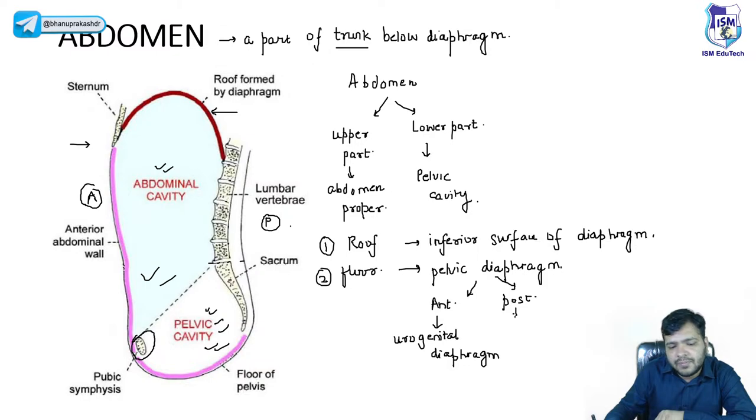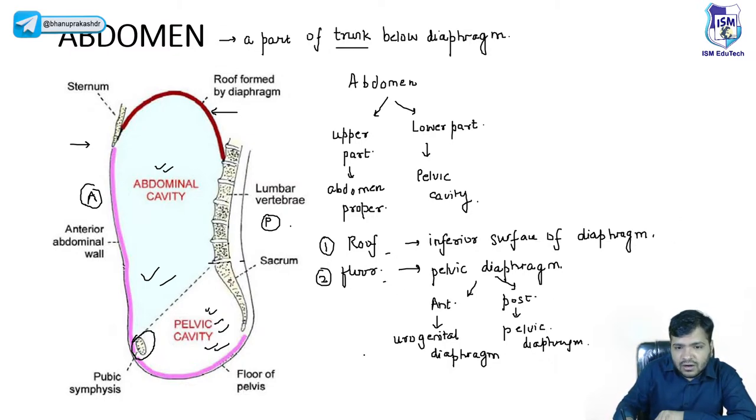and the posterior part, it is formed by the pelvic diaphragm, okay, or pelvic diaphragm likha hua hai, so yes, it is more or less like the pelvic diaphragm, very small part of the urogenital diaphragm is involved, right, so yes, apart from that guys, we don't have to do anything with the roof and the floor over here.